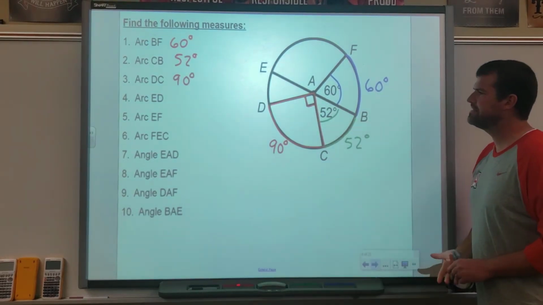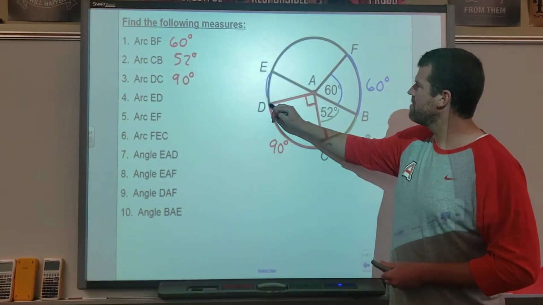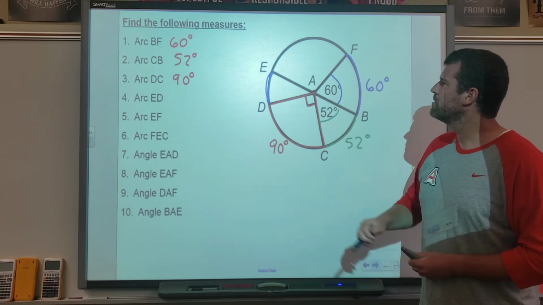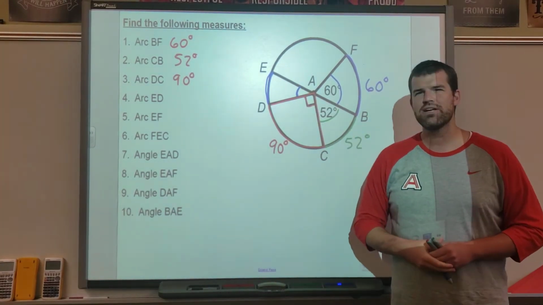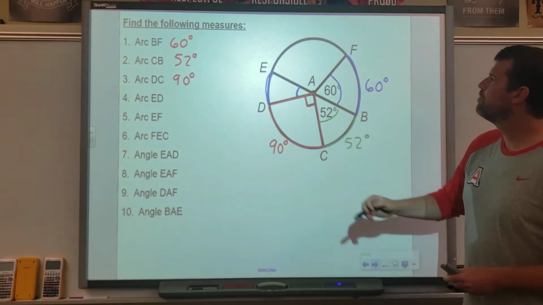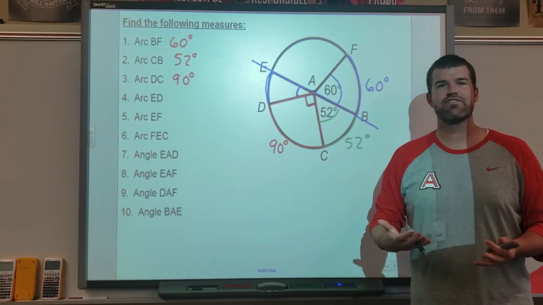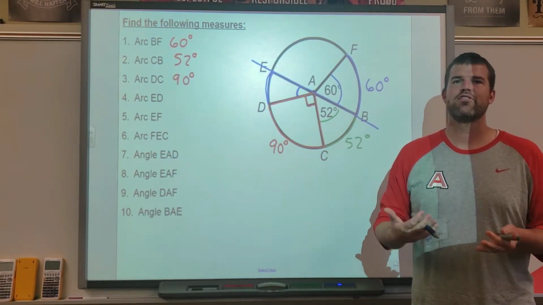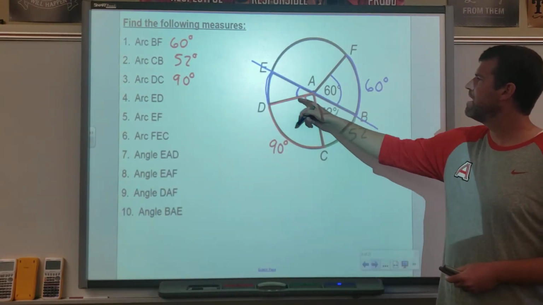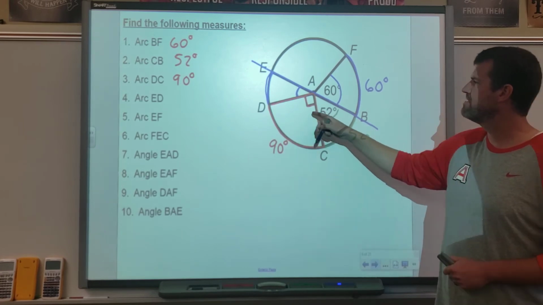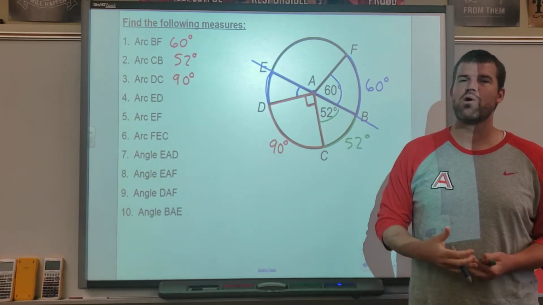Okay, arc ED. Now I've got to actually calculate something. So I want to find this arc here. Usually I know it's the same as the central angle, but I don't have that either, right? So how am I going to do this? Well, what do I know about a semicircle? A half a circle has how many degrees? 180 degrees. And I know that in this semicircle here, I already have 52 degrees and 90 degrees. So I just need to find what is left over to make the full 180.